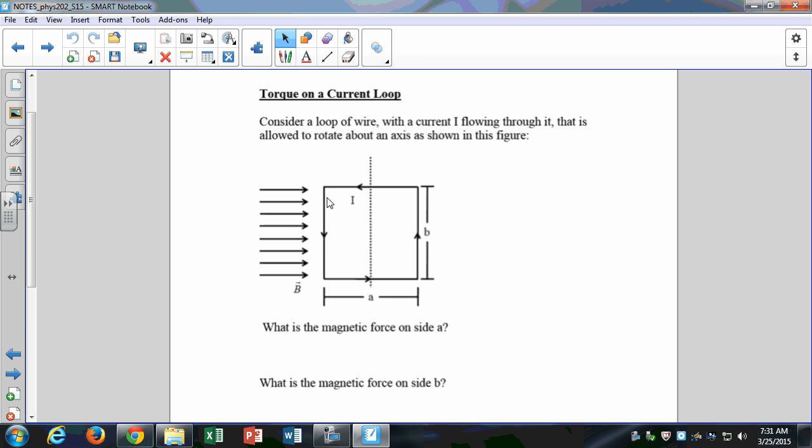Let's say that we have a loop of wire like this, and it's in a magnetic field, and it's allowed to rotate about a certain axis. I can think about the forces that are acting on this. What is the force that acts on this side right here, where my current is in this direction and my magnetic field is in that direction? Both the current and magnetic field are to the right. So here my force on this section is going to be 0. What about up here?